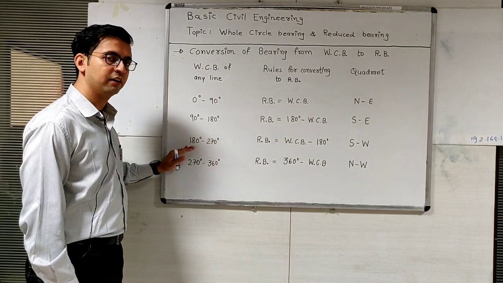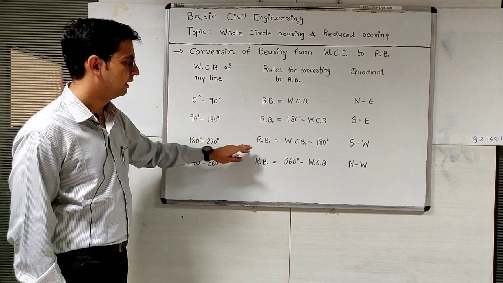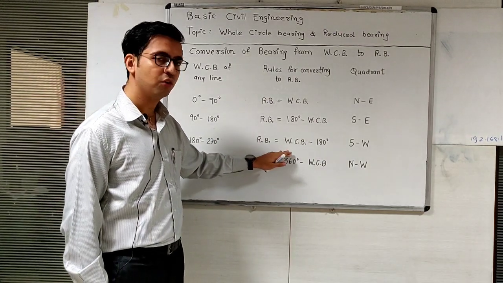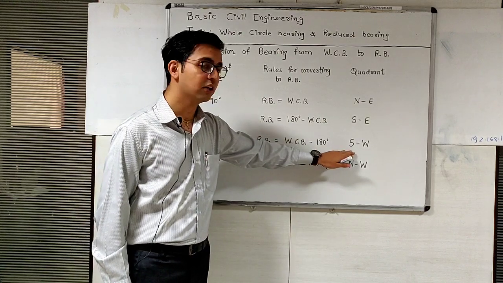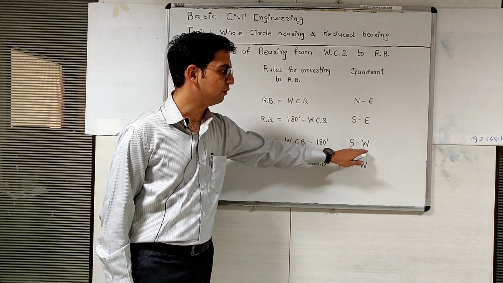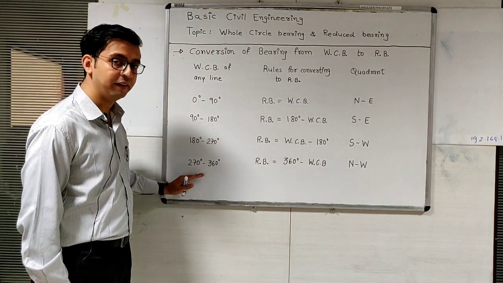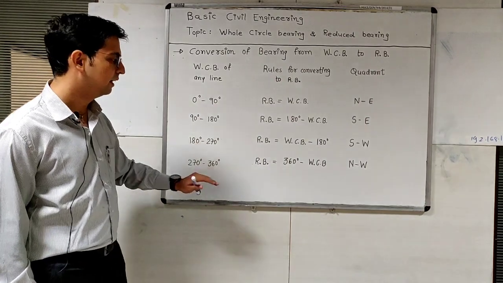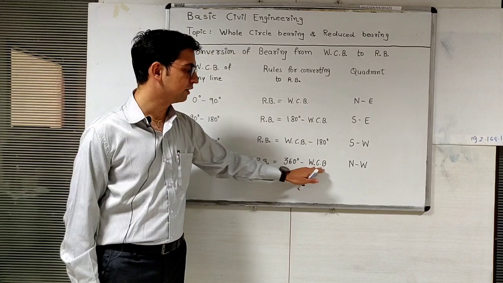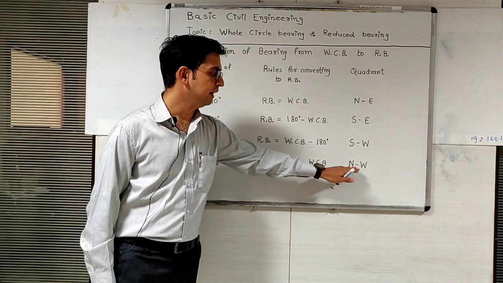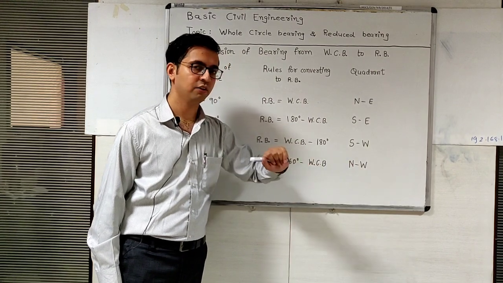If the surveyed line lies in 180 degree to 270 degree, then reduced bearing equal to whole circle bearing minus 180 degree, and it will lie in the third quadrant, which means south to west. And if the whole circle bearing of a line is between 270 degree to 360 degree, then the rule of reduced bearing is equal to 360 degree minus whole circle bearing, and it will lie towards the fourth quadrant, which means north to the west.